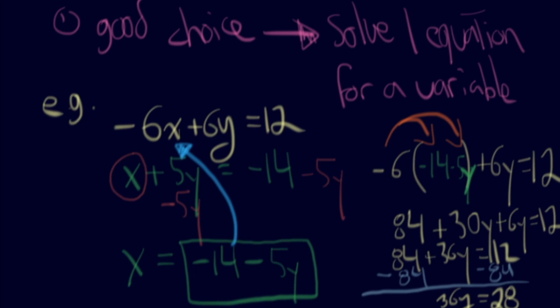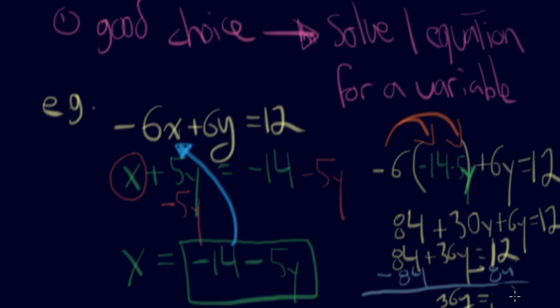Oh, of course, I had extremely bad handwriting. This isn't 112. Of course not. It's just 12. Let me go and fix that. There we go. Let's fix that a little bit. So that should say 12. There we go. What's 12 minus 84? That is going to be negative 72.